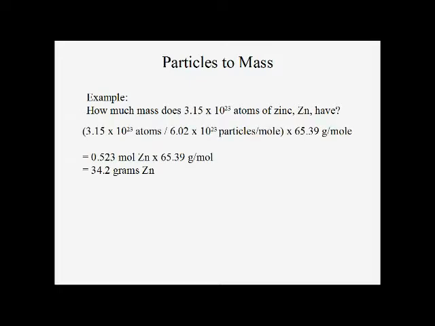So we're going to start off with the atoms and divide by Avogadro's number. That will give us number of moles of zinc, and then we multiply by the atomic mass of zinc to get grams. So we end up with 0.523 moles of zinc, and we also end up with 34.2 grams of zinc.